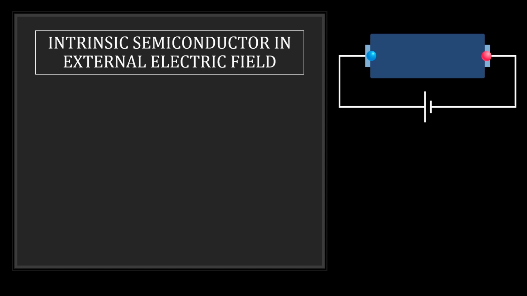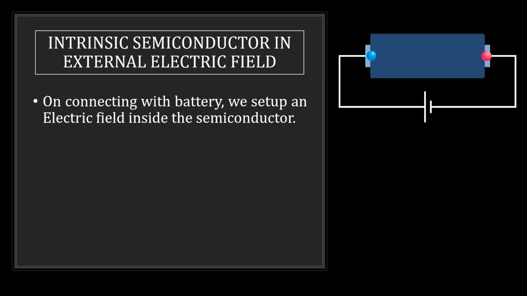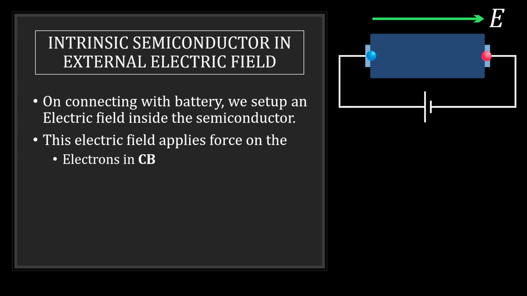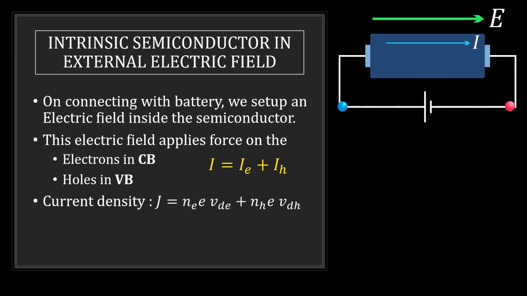Now we shall try to understand how to increase the semiconductor's conductivity in an external electric field. To apply the field, I have chosen a battery, and the battery will apply the electric field to the right. Now we remember, at room temperature, the electrons were in the conduction band and the holes were in the valence band. The force on the electrons will be to the left, while the force on the holes will be to the right. In both cases, the current will move to the right, so the net current will be equal to Ie plus Ih. The current density was n e v, so the net current density is going to be Ne e VdE plus Nh e VdH.